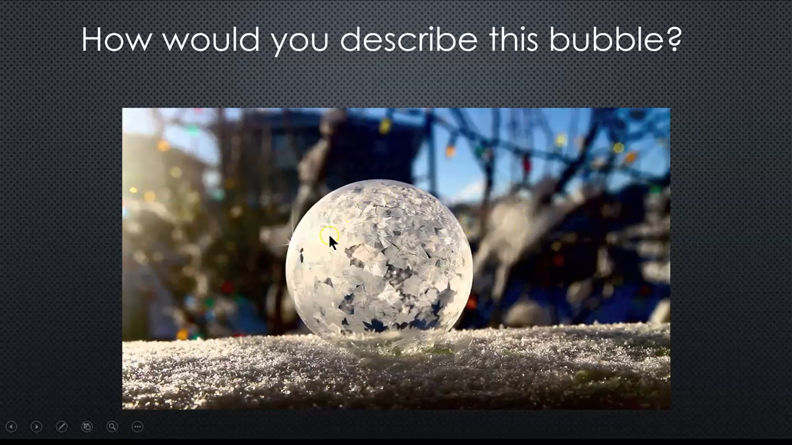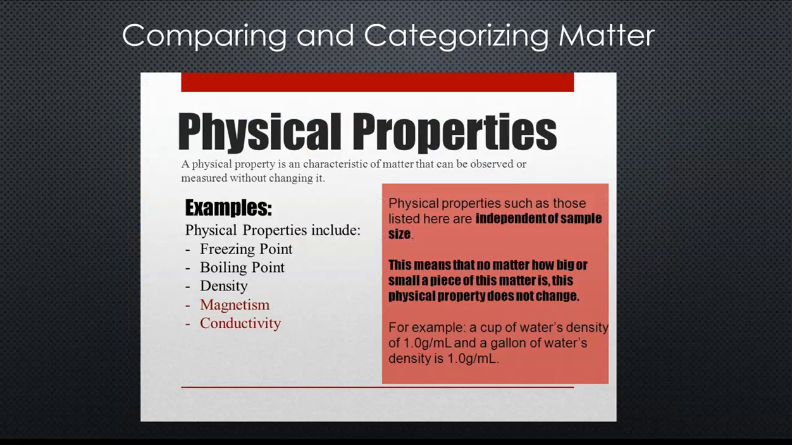I can observe that it is spherical. I can observe that part of it is frozen. Now, if it's frozen, that means we're talking about its phase of matter. We know if it's frozen, that means that part is a solid. What phase of matter do you think the clear part is? If you're guessing a liquid, you're right. And what about the inside of the bubble? If you figured that's a gas, you're correct there as well.